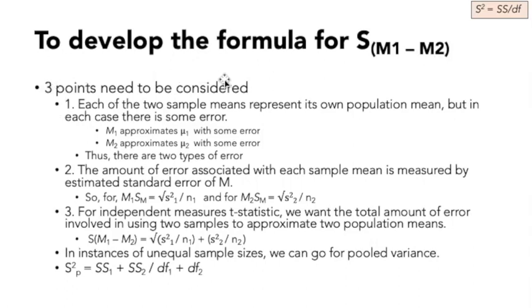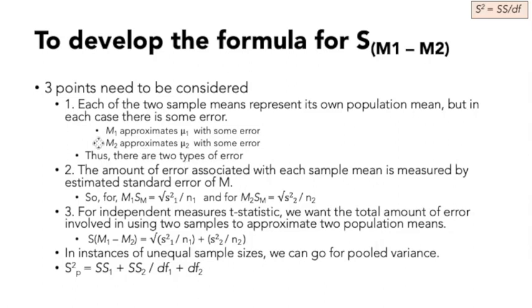Now, there are 3 points that you have to consider here. The first one is that each of the 2 sample means represents its own population mean, but in each case, there is some error. Now, you have 2 samples. Each sample is representative of its overall population. So both of them have some amount of error with them. This error cannot be eliminated. Whatever you collect, there is some inherent amount of error. So that error is something that you have to account for.